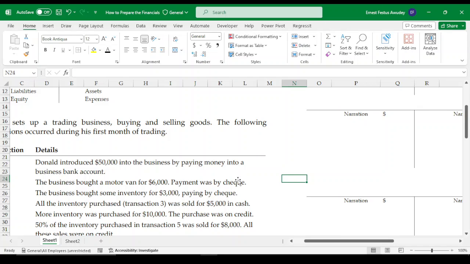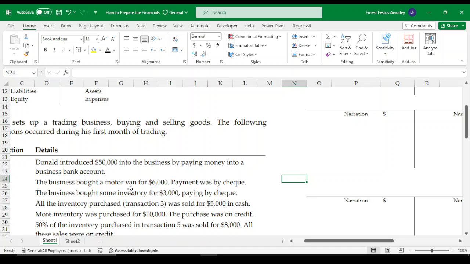Now, I want you to understand this before we continue. This motor van here is an asset, but it's not just any kind of asset. It is what we call a non-current asset, or a long-term asset. There are two types of assets. We have current assets and then the non-current assets. The current assets are those assets that are going to be consumed or used up within one financial year.